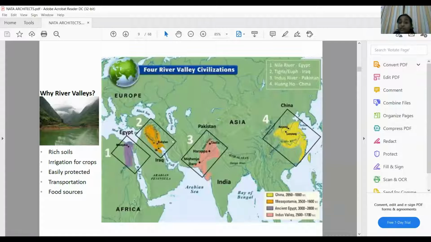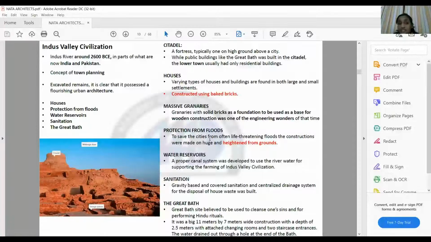The second would be the land between the two rivers, along the Tigris and the Euphrates. It is mainly the Mesopotamian civilization. Then comes the Egyptian civilization along the river Nile. And then we have the Chinese civilization, which took place along the Yellow River. So these were the different civilizations. Before we get into the details of each, let us study the first one, the Indus Valley civilization, which started around 2600 BCE, located in present-day Pakistan. There were different kinds of elements, and they were very good in town planning concepts.